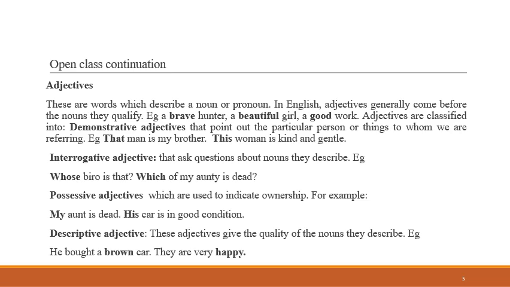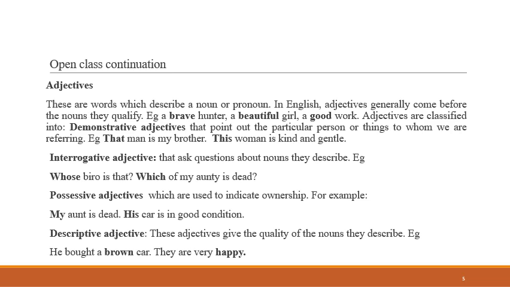Now, possessive adjectives. Can we recall? We have possessive pronouns. Possessive adjectives here simply indicate ownership, possession. For instance, my aunt is dead. My here is a possessive adjective indicating possession. Whose aunt is that? Mine. Then, his car is in good condition. His here indicates what? Possession.